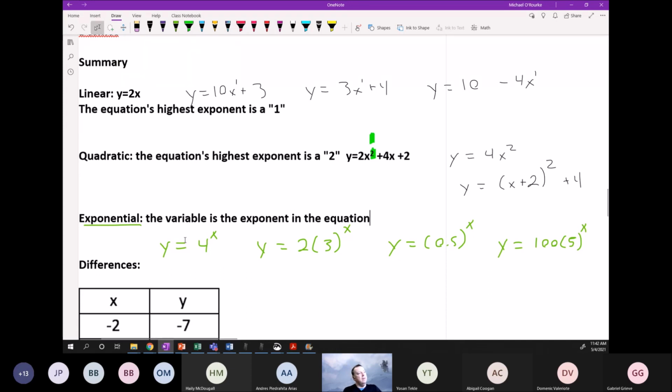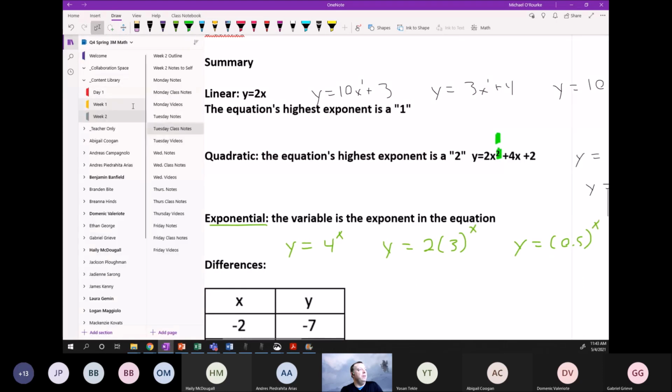So if you look here, the exponent is the variable, whereas in the other equations the variable, the letter here, is always just a multiplier or part of the equation. For this one here, it's the exponent. Yeah, I figured that's what you said.